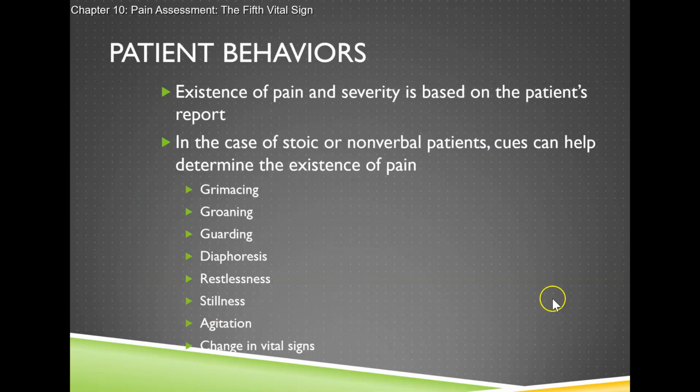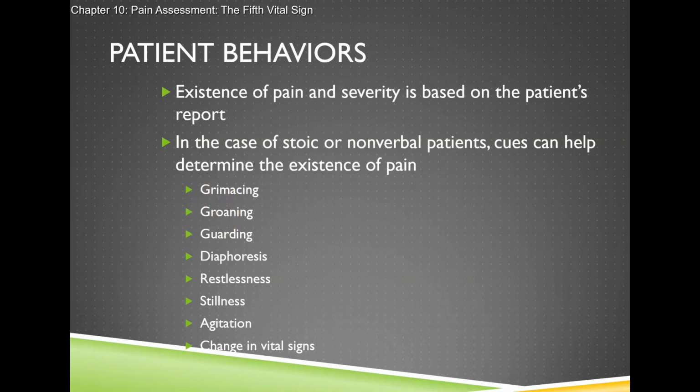Okay. Remember, I was telling you guys about existence of patient behaviors. Existence of pain and severity is based on the patient's report. Pain is what the patient says the pain is. In the case of a stoic or nonverbal patient, we talked about cues, and you make inferences based on the person's cues, right? Those can help determine the existence of pain.